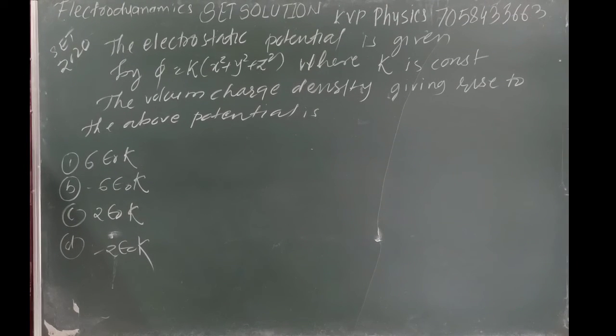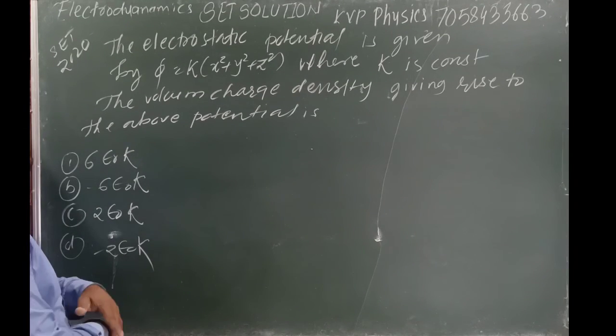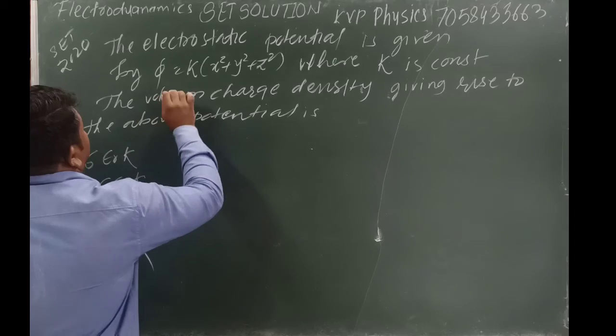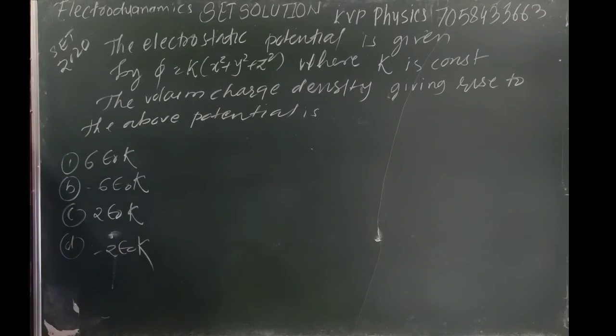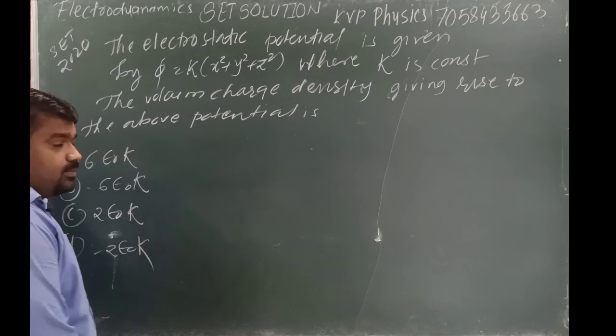Next problem. The electrostatic potential is given by phi is equal to k times x square plus y square plus z square, where k is a constant. And the volume charge density giving rise to the above potential is, okay, means the given potential phi is equal to k times x square plus y square plus z square. What is the charge density for this one?